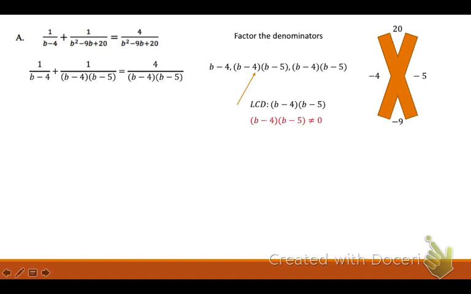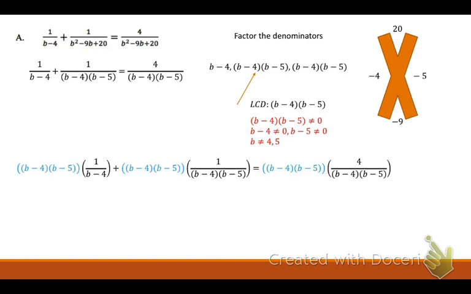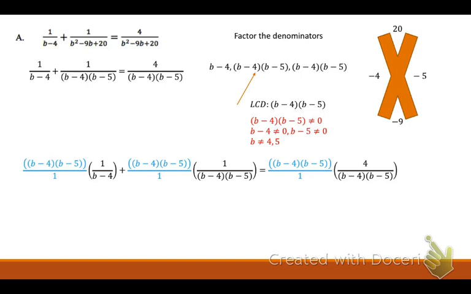Then I need to state restrictions. So I have b minus 4 cannot equal 0 and b minus 5 cannot equal 0. So then b cannot equal positive 4 or positive 5. Okay, I stated my restrictions. Now I'm going to multiply everything by the least common denominator. And I'm going to put those over 1 so it's easy to tell. In that first one, the b minus 4's cancel. Second one, everything cancels, so the b minus 4 cancel, b minus 5 cancel. Same with that last one, everything cancels there. So I'm left with b minus 5 times 1 plus 1 equals 4, which is b minus 5 plus 1 equals 4, which is b minus 4 equals 4. Add the 4 over, b equals 8, which is not 4 or 5, so that's our final answer.